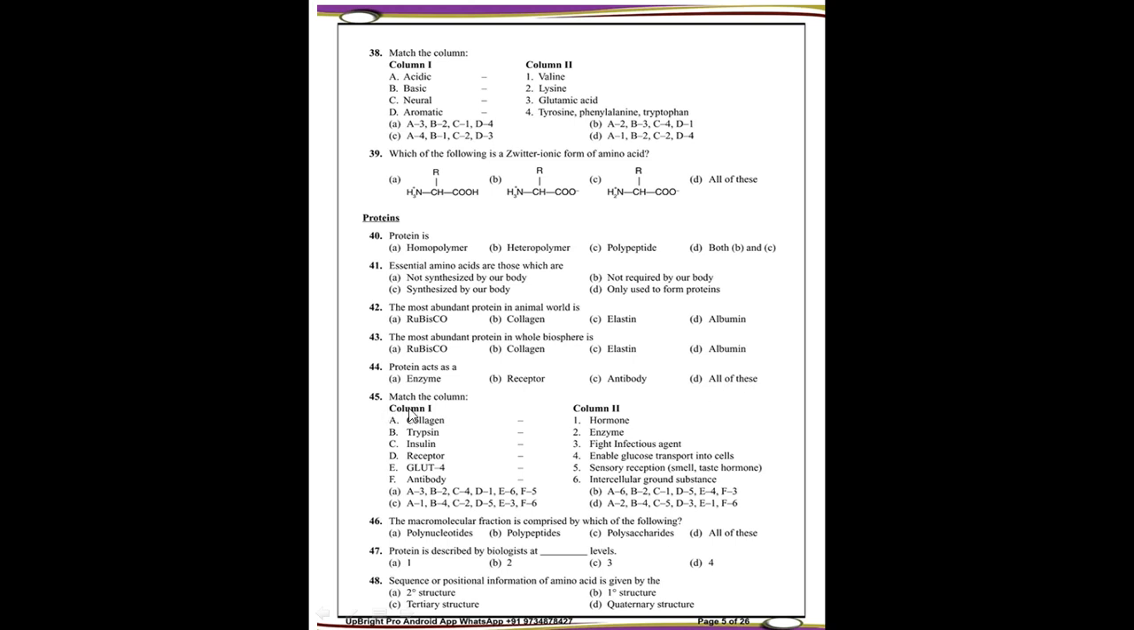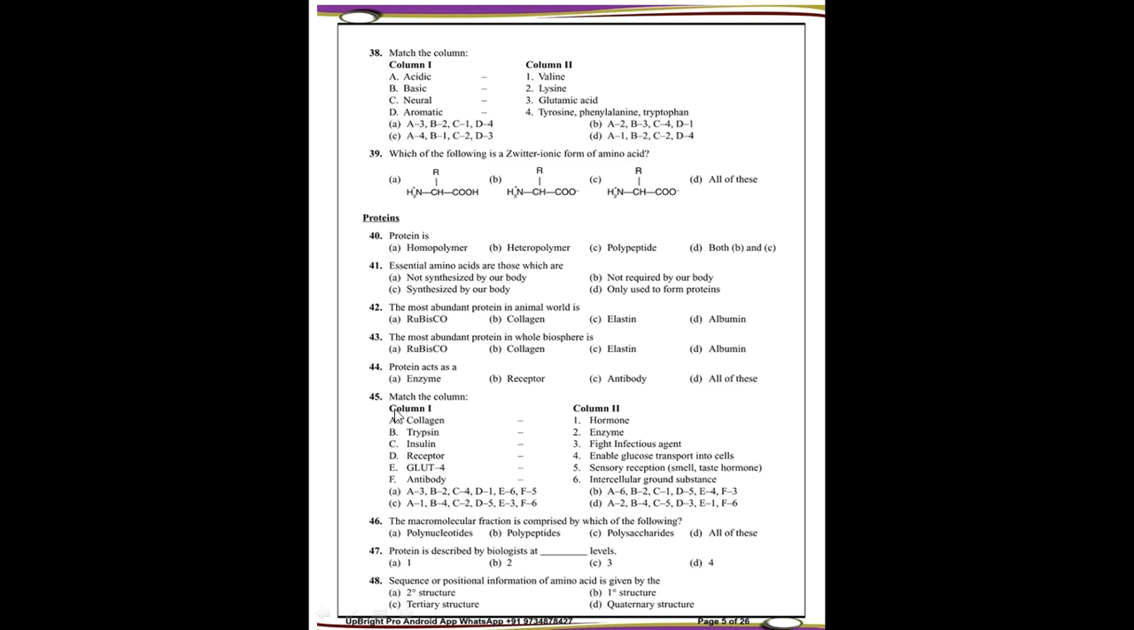Let's see how we can match this correctly. We have to match the following columns. So collagen, what is collagen? As we discussed, collagen is an intercellular ground substance. It's found in between almost every cell in the body. That is why we term it the most abundant protein in the animal world. One cell here and one cell here, in between them there is going to be a collagen fiber. It is also a main component of connective tissues in the body.